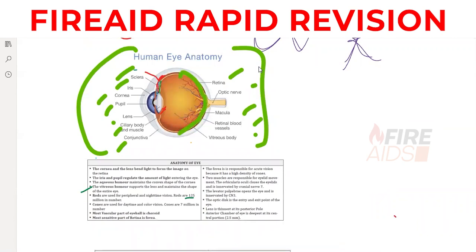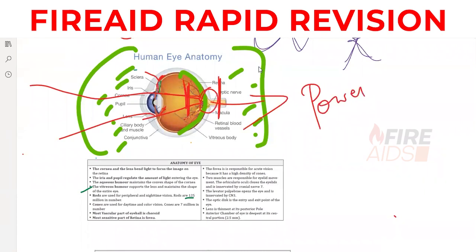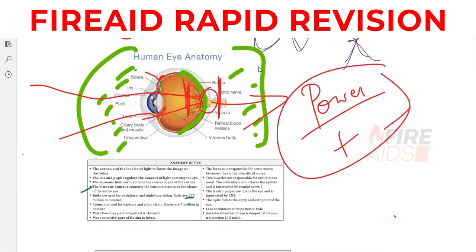Whatever you see, the image is going to come and fall over the retina, right? And then the optic nerve will carry the message to the brain. So that's how you get to see a picture. One point you need to know: if the focus of the image falls either in front of the retina or behind the retina, you're going to have a problem with your eye power, that is positive or negative. So you will have to get corrected. We'll talk about it later.